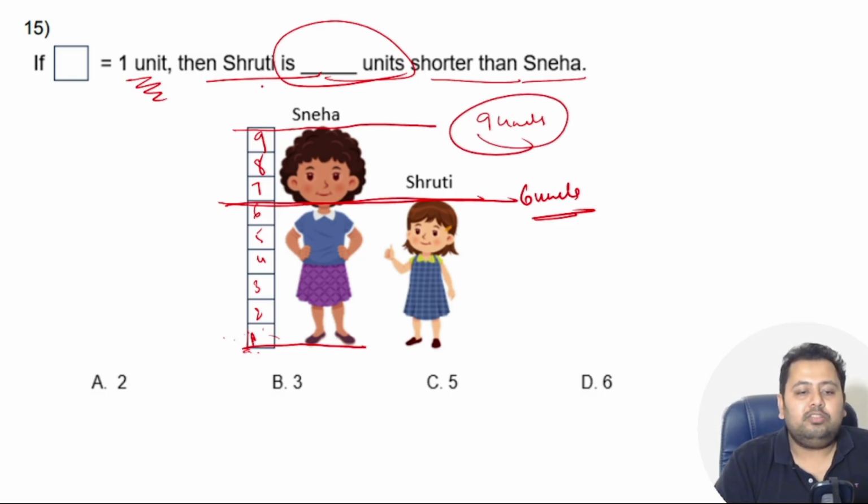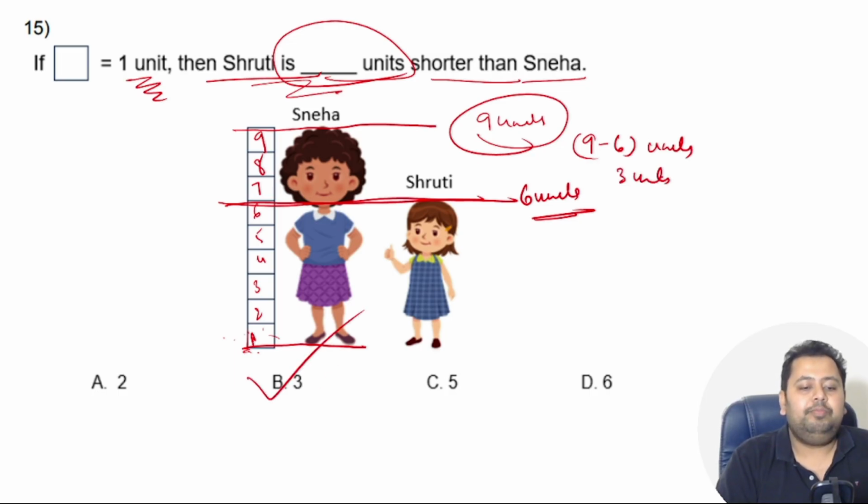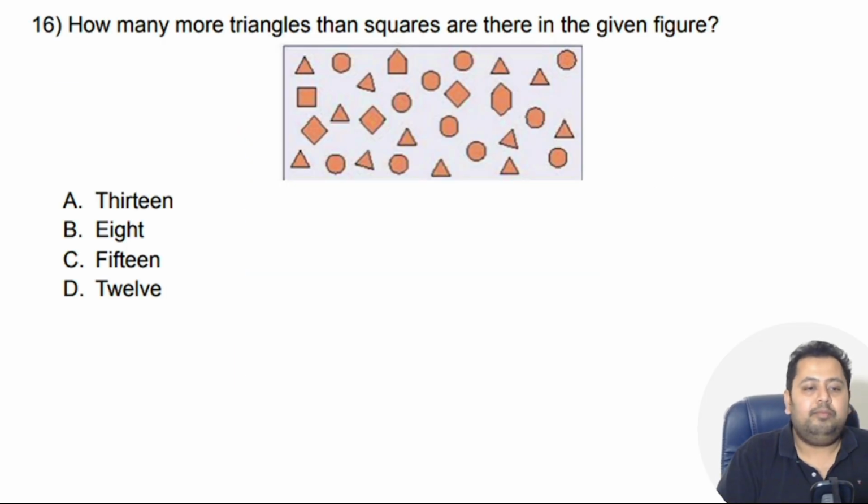So Shruti is shorter by how much? Shruti is shorter by 9 minus 6 units, that is 3 units. So option B is your correct answer. Hope you got it correct. We now move to question number 16.